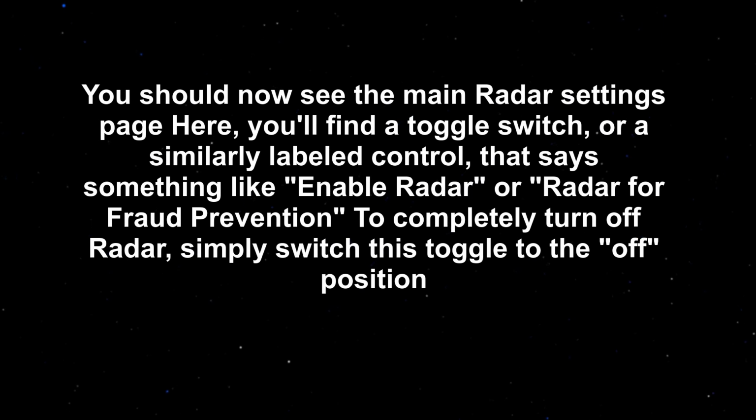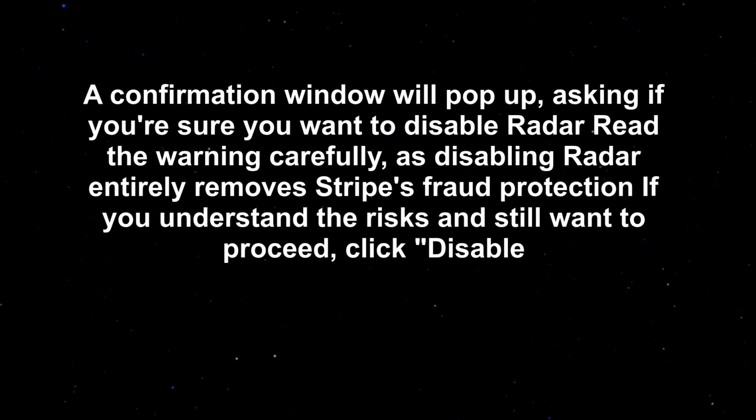You'll find a toggle switch or a similarly labeled control that says something like Enable Radar or Radar for Fraud Prevention. To completely turn off Radar, simply switch this toggle to the off position. A confirmation window will pop up, asking if you're sure you want to disable Radar. Read the warning carefully, as disabling Radar entirely removes Stripe's fraud protection. If you understand the risks and still want to proceed, click Disable.